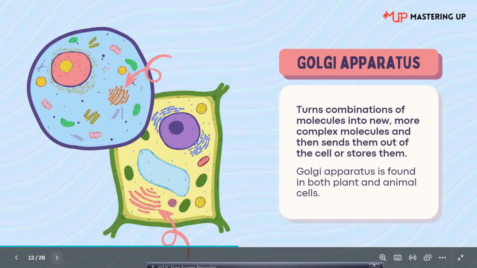Now Golgi apparatus. It turns combinations of molecules into new or more complex molecules and then sends them out of the cell or stores them. See, the Golgi apparatus is kind of a transport system and it is present in both plant and animal cell. So it turns the molecules into a new molecule or more complex molecule, and it either stores them or sends them out of the cell according to the need. So we can say that it's a transport material and it is present in both plant and animal cell.